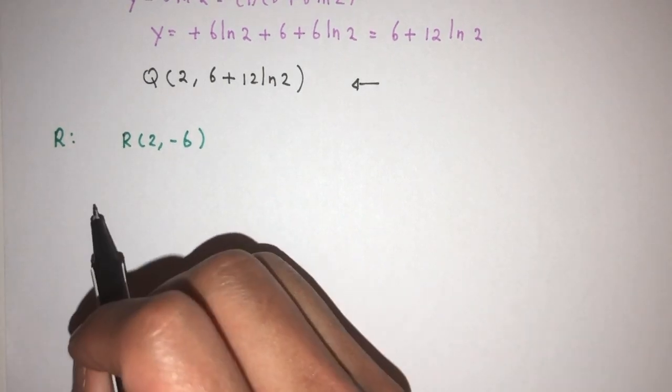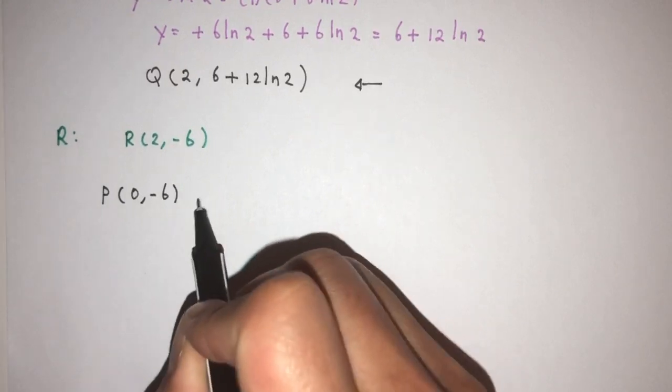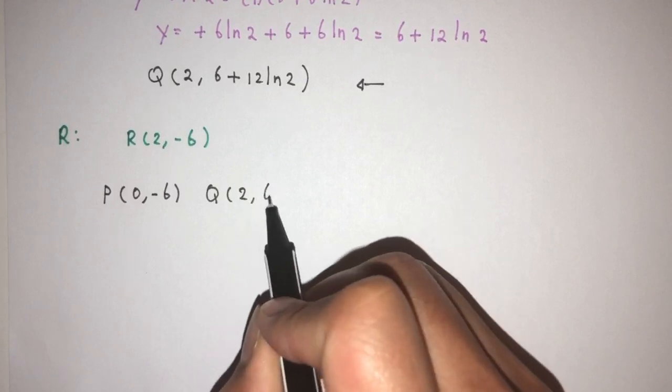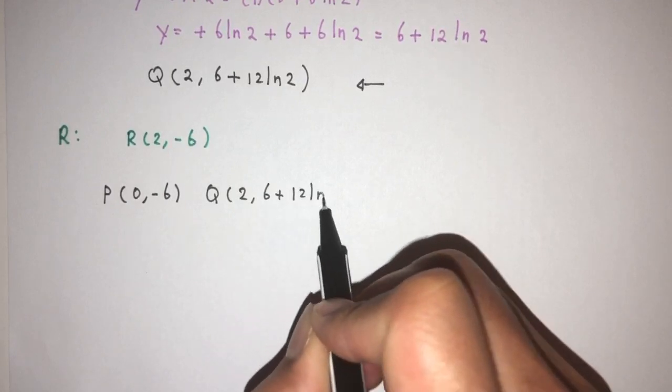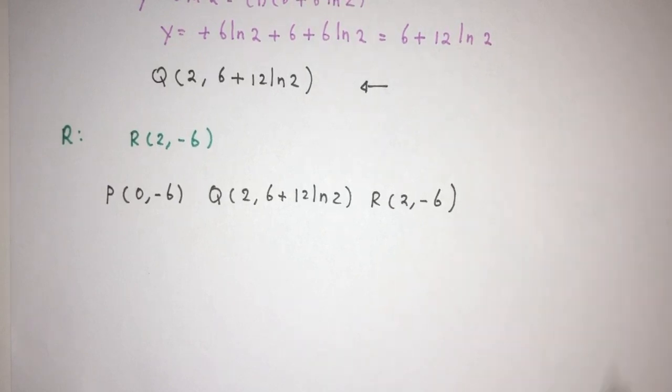For example, right now we have the 3 points. P is (0, -6). Then we have Q is (2, 6 + 12 ln 2), and then R has to be (2, -6). That is the first option to find the area.